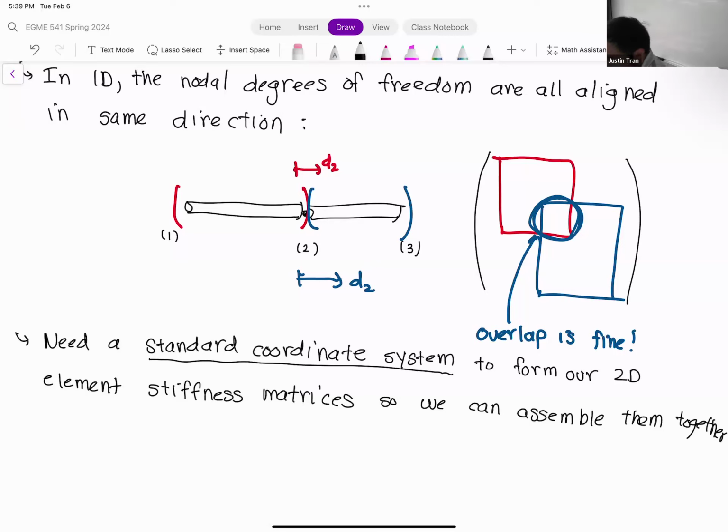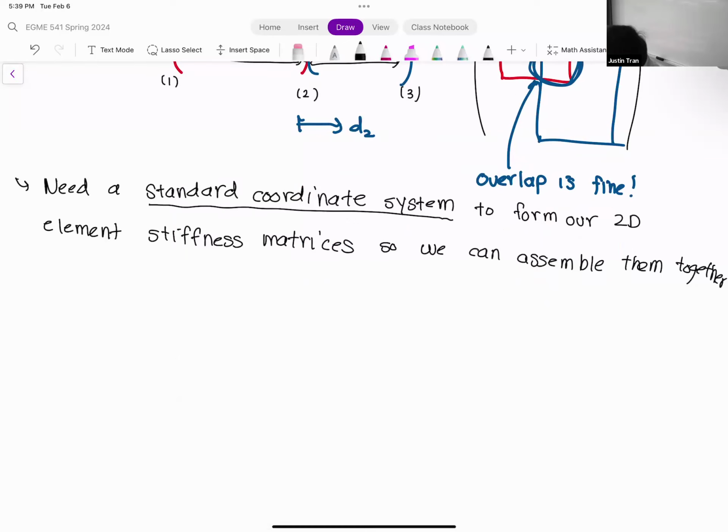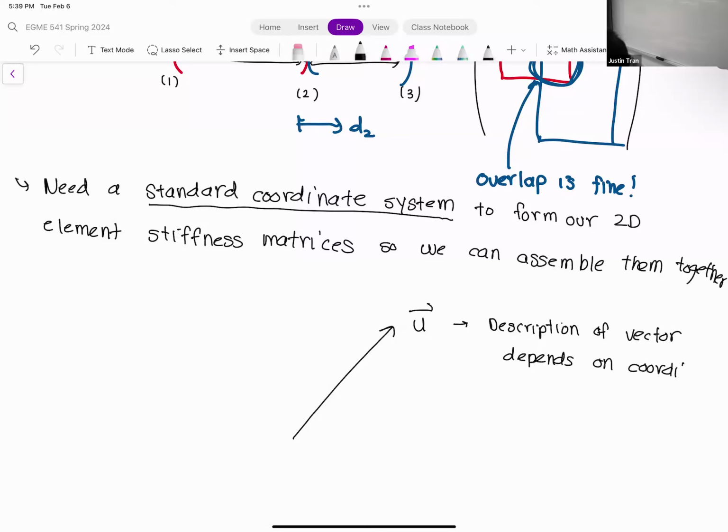Okay. All right, so let's pick up where we left off last time. Last time, we were talking about this idea that if we have a vector, I'll call this the U vector here, we can describe the direction and magnitude of this vector relative to different coordinate systems. So how we describe the vector depends on the coordinate system, just like how you describe an object depends on your perspective.